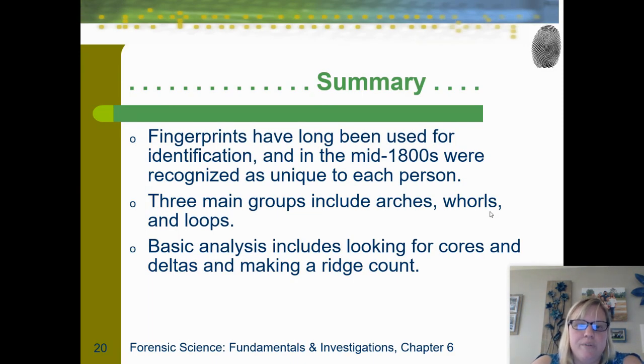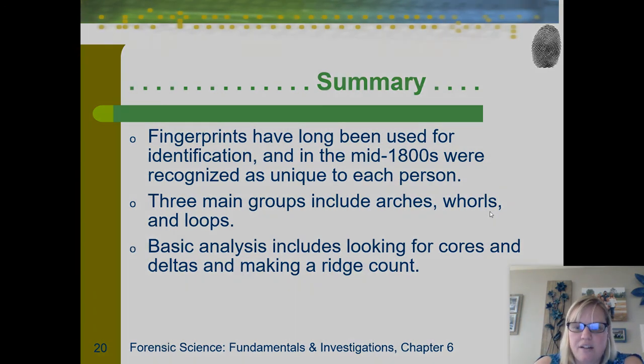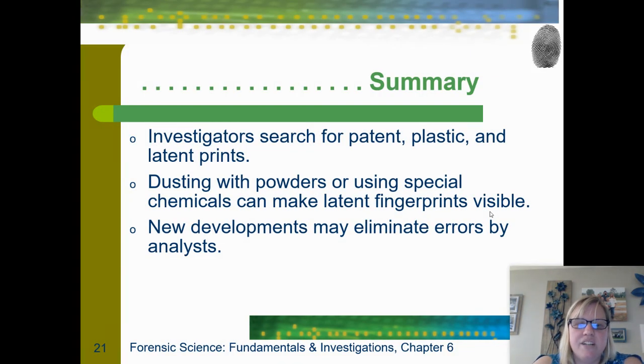In summary, fingerprints have long been used for identification and in the mid 1800s were recognized as unique to each person. Three main groups include arches, whorls, and loops. Basic analysis includes looking for cores and deltas and making ridge counts. Investigators search for patent, plastic, and latent fingerprints. Dusting with powders or using special chemicals can make latent fingerprints visible. New developments may eliminate errors by analysts.